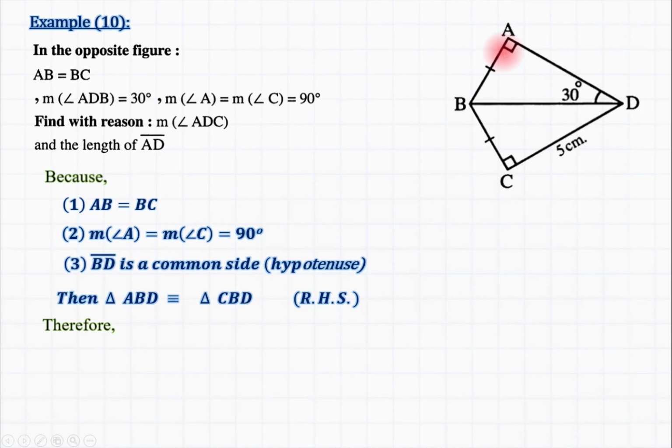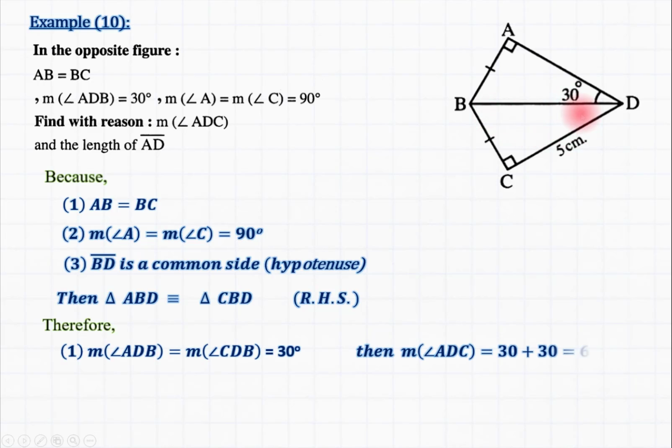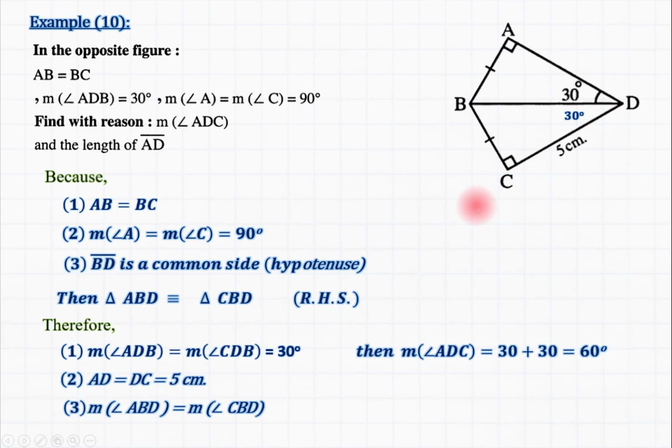Therefore, measure of angle ADB will equal measure of angle CDB equals 30 degrees. This angle equals 30. Therefore, measure of angle ADC will equal 30 plus 30, which equals 60 degrees. And the length of AD will equal the length of CD equals 5 centimeters. And the last angle, measure of angle ABD will equal measure of angle CBD.